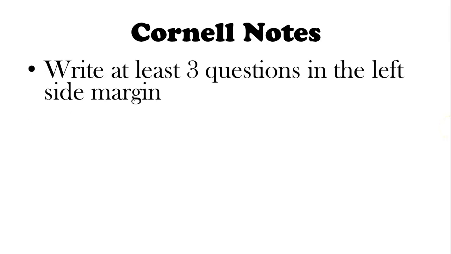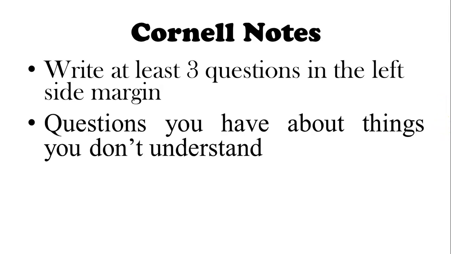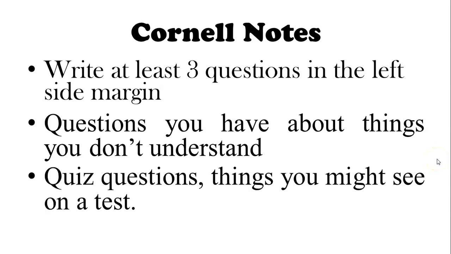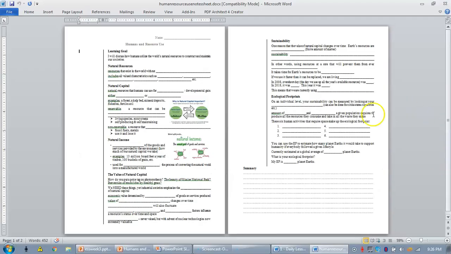The next thing we do is write at least 3 questions in the left-hand margin of the paper. Now, these could be questions you have about things you don't understand, something you might want to ask about later, or they could be quiz-style questions. For example, something you think you might see on a test. The whole point of having this margin is that you write down your question next to the topic that it's related to. For example, if you had a question about natural income, you would write it down right here, and then you have your answer over here, or the thing that you had your question about would be right next to it.